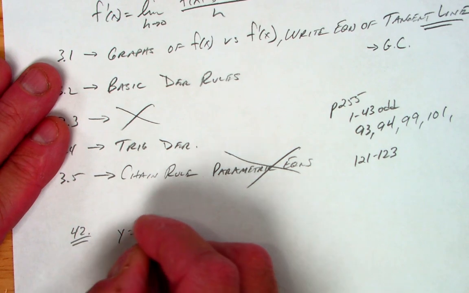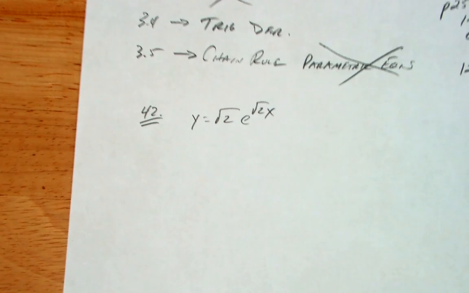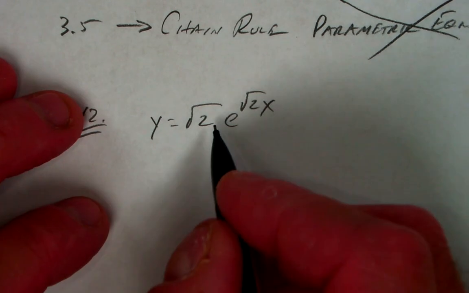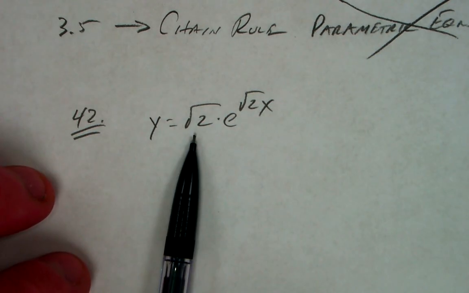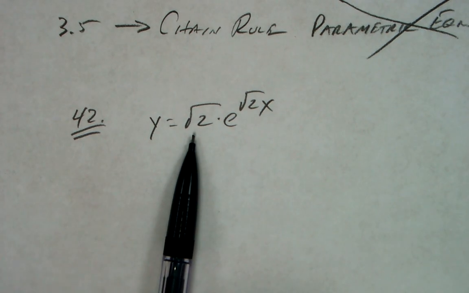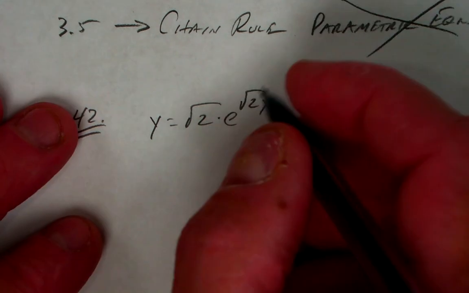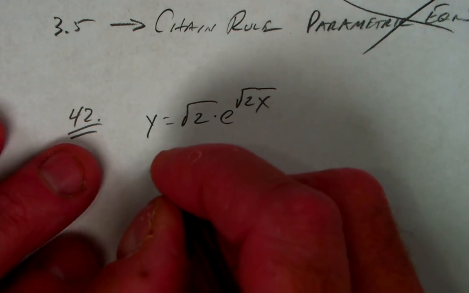y equals square root of 2 e to the square root of 2x. Okay. So what rules do we have to use here? Product rule? Nope. You don't have to use product rule. Why? Even though there's a product here, this is not a function. That's just a coefficient. Okay? It's just going to be chain, chain, chain.